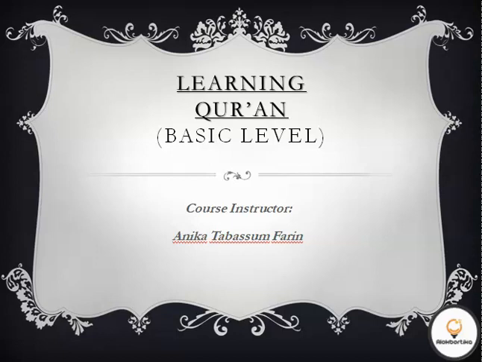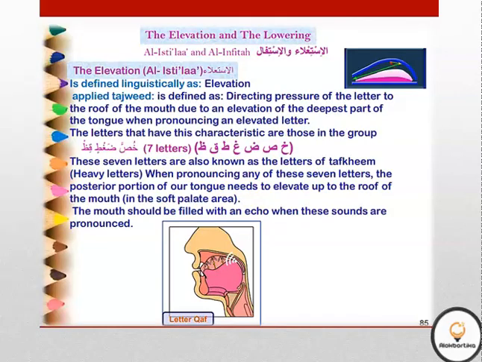In today's class we will start the discussion on the third pair of opposite Sifat. So let's start our discussion. So our third pair is the elevation and lowering. They are isti'ala and istifal. Here the English spelling has been mistakenly written al-infitah. It will be al-istifal. Okay.